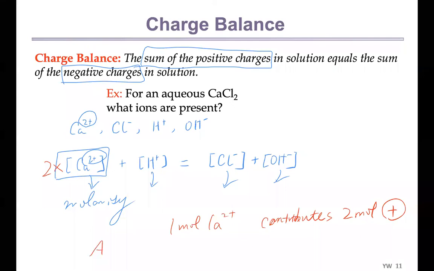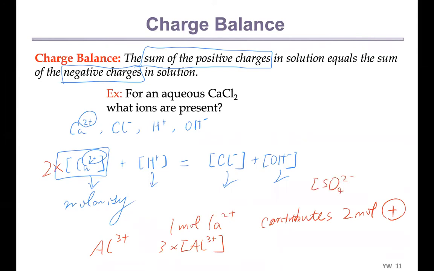Now, if you have aluminum, then you will use 3 multiplied by the aluminum concentration, because every 1 mole of aluminum will contribute 3 moles of positive charge, right? Same thing with sulfate anion. You will have to multiply by 2, because every 1 mole of sulfate will contribute 2 moles of negative charge. Okay. All right.